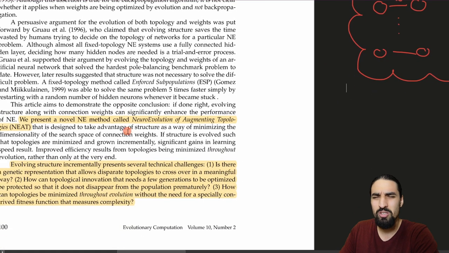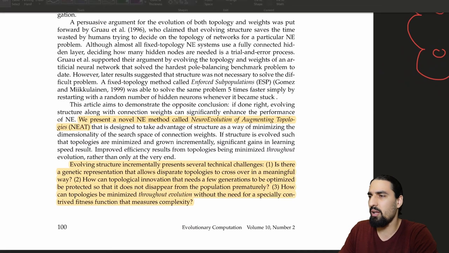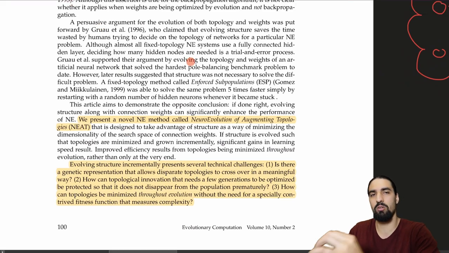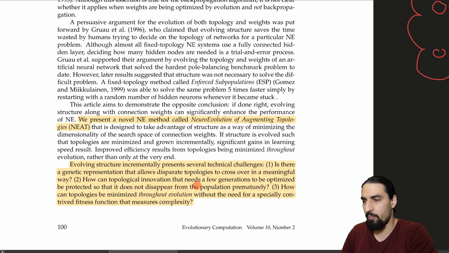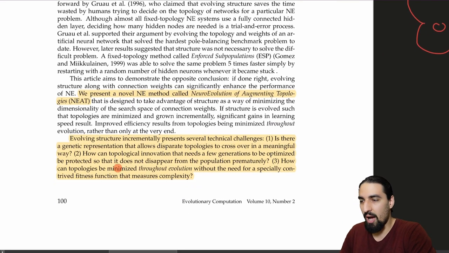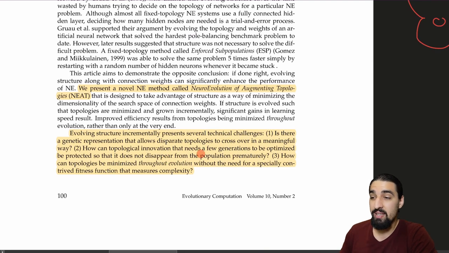And if the terminology is not clear enough now, I'll get to that in a second, but just have some rough mental map for now. The second question is, how can topological innovation that needs a few generations to be optimized be protected so that it does not disappear from the population prematurely?